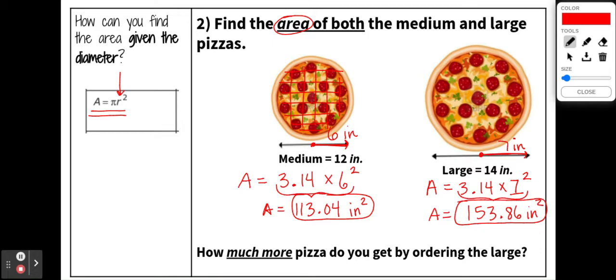All right, we are ready to answer the last question here. Well, how much more pizza do you get by ordering a large? What would you do to figure out how much more? You got it. You would want to subtract, wouldn't you?